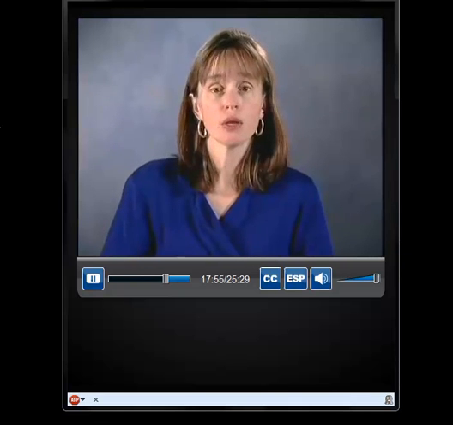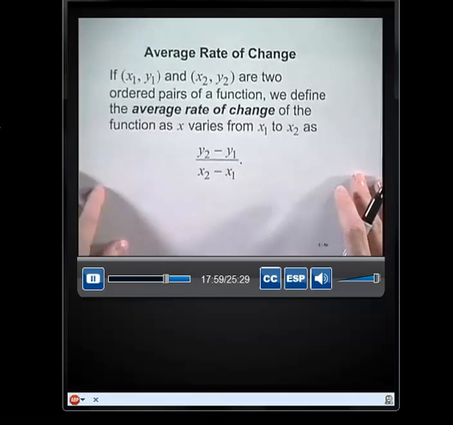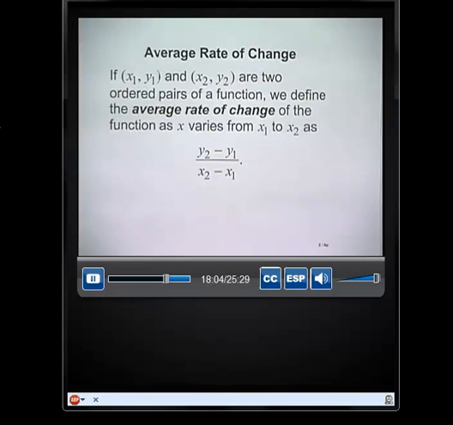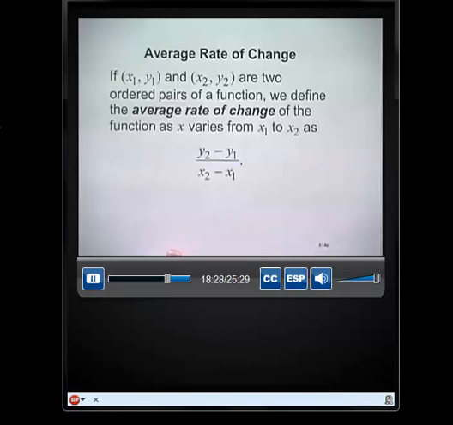Well, let's continue, but I wanted to find something called average rate of change. If the ordered pair x1, y1 and the ordered pair x2, y2 are two ordered pairs of a function, we defined the average rate of change of the function as x varies from x1 to x2 as the quantity y2 minus y1 over x2 minus x1. This is exactly the slope of the line from one of these ordered pairs to the other. Let's work an example.